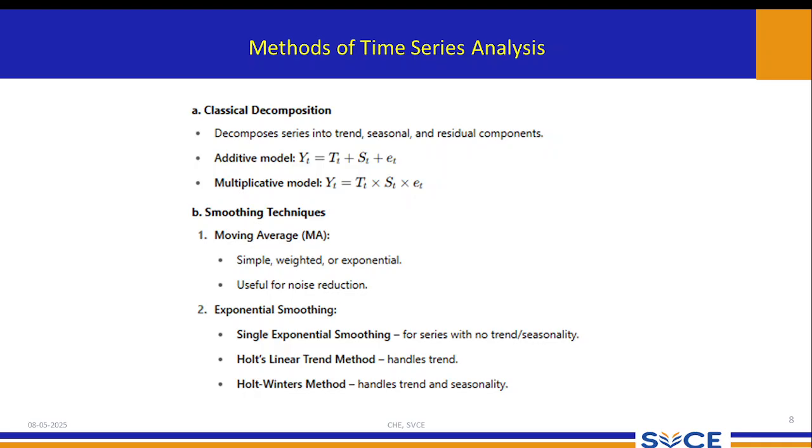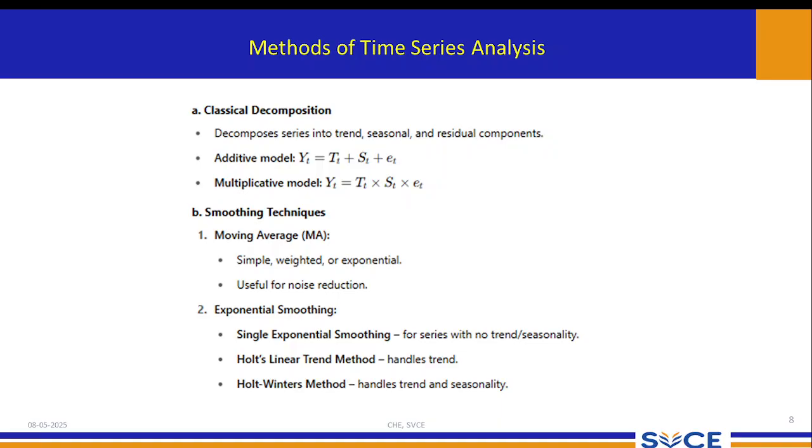Coming to the smoothing techniques, we have two: moving average and exponential smoothing. We will see an example for all these methods. The moving average, weighted or exponential, is useful for noise reduction. Similarly for exponential smoothing, there is single exponential smoothing, Holt's linear trend method and Holt-Winters method. Holt's linear trend method handles trend only, whereas the Holt-Winters method handles trend and seasonality.